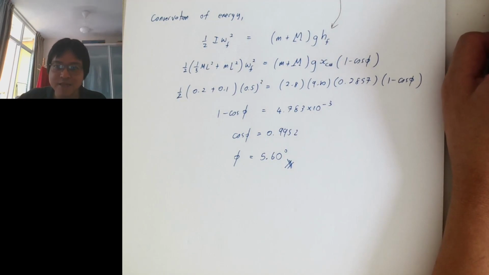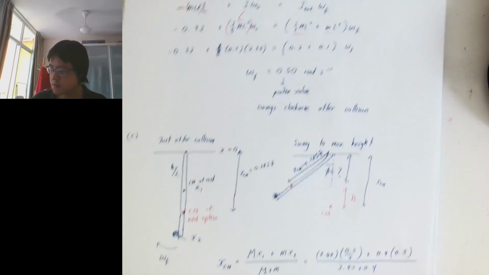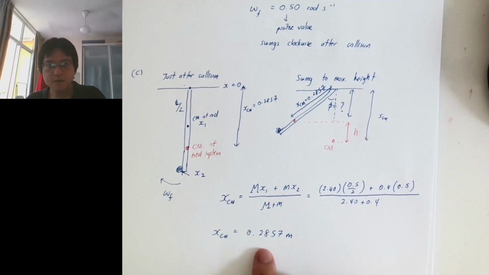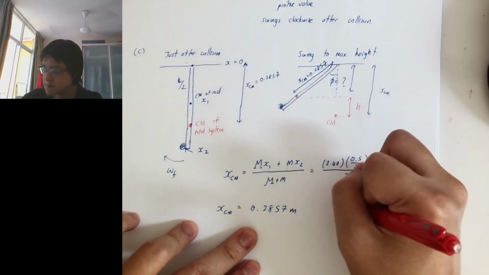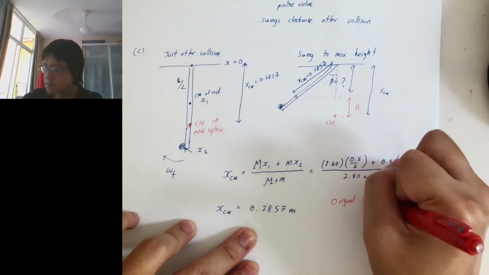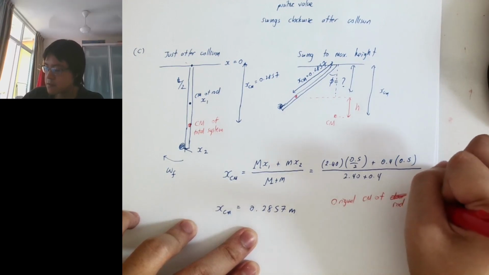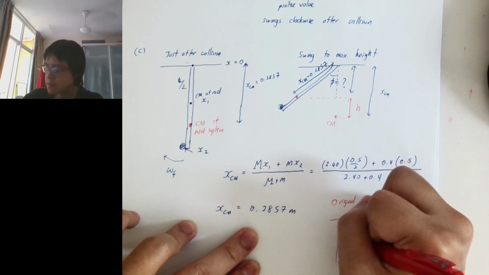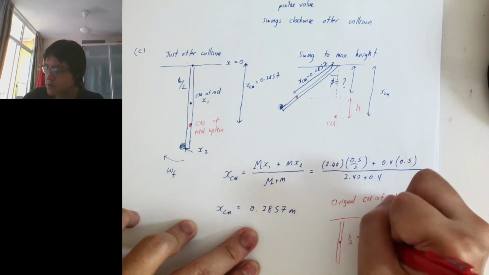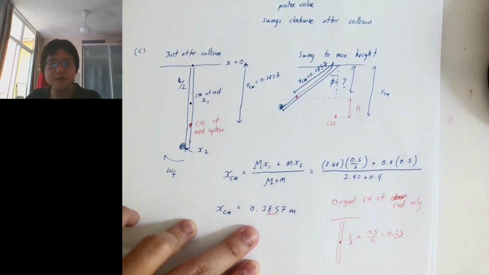Actually, yeah, you're right. If you look at the mass of the snowball, it is quite small compared to the door. So if you look at it, the original center of mass of the door only, a rod only, is L half. So L half is 0.5 over 2, so it's 0.25. So it only changed by a little bit only.